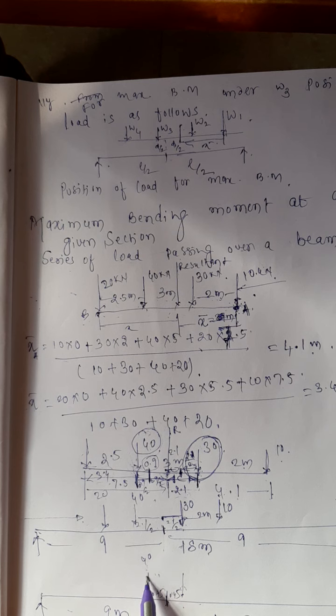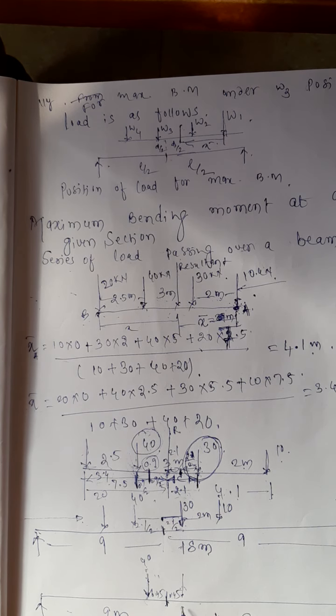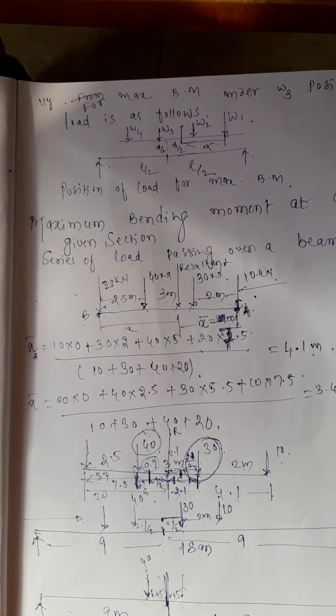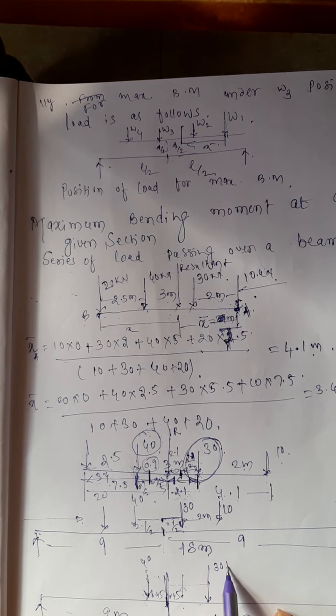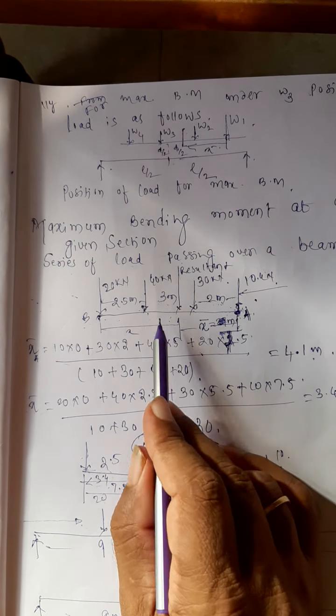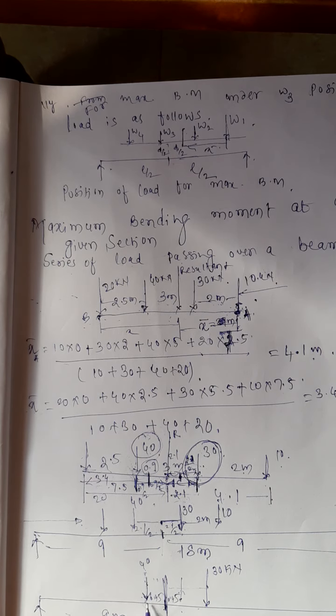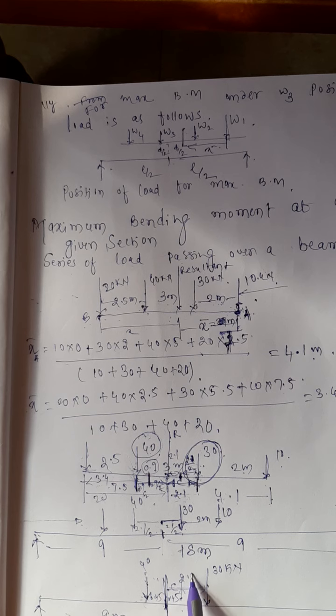When this spot is fixed here, can you tell me what is the position of the 30 kilonewton? Here is the center. This distance is 0.45. Therefore, what is this load? 30 kilonewton. Can you guess it? What is the distance between 30 and 40? It is equal to 3 meter. Of that, 0.45 is on this side. Therefore, left out here is 2.55.